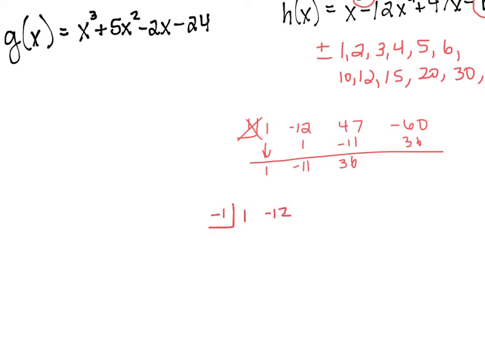1, -12, 47, -60. 1 and -1 is -1. -13, right? What's -13 times -1? 13. What's 47 and 13? What is it? 60. Yes? All right, 60 times -1 is -60. Does that give me 0?